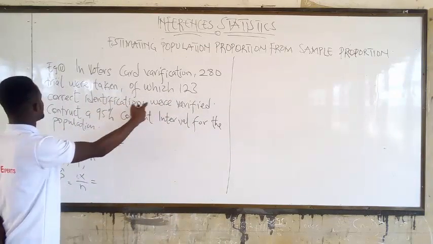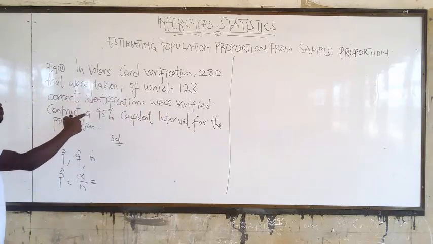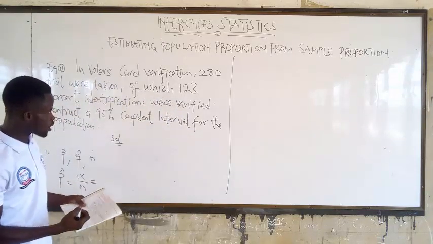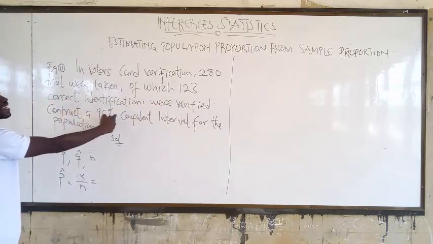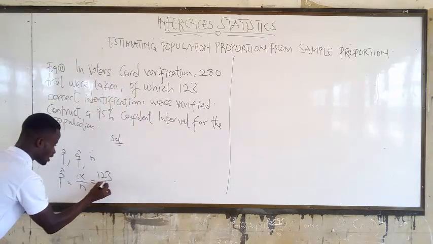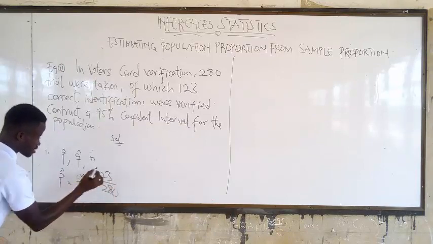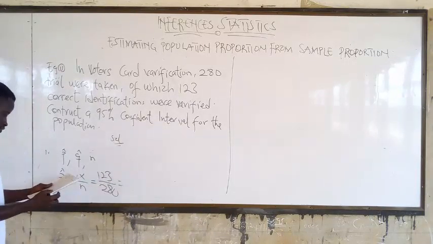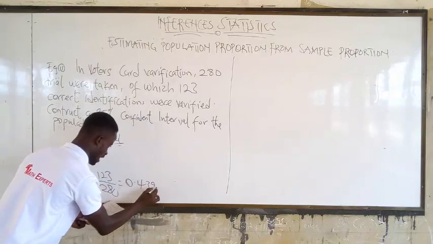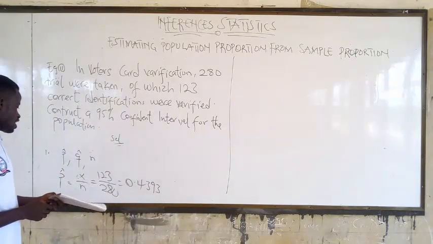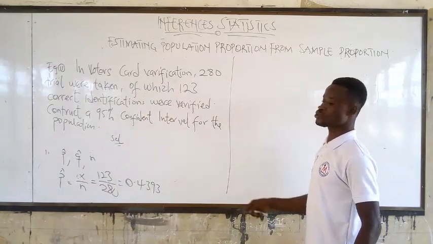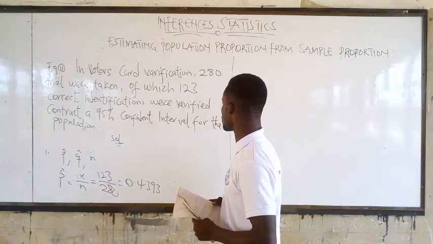In the voter card verification, 280 trials were taken, so that's the number of trials, of which 123 were correct identifications. The correct one is the successful one. So 123 over 280 gives us 0.4393. This is the point estimate that we are going to use to estimate the population.